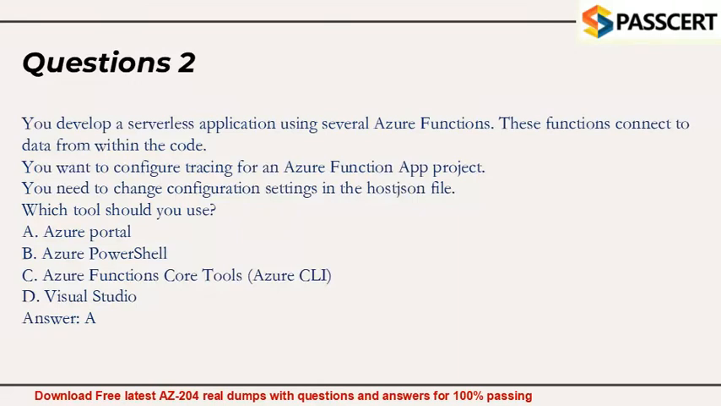Question 2. You develop a serverless application using several Azure functions. These functions connect to data from within the code. You want to configure tracing for an Azure Function app project. You need to change configuration settings in the host.json file. Which tool should you use? A. Azure Portal. B. Azure PowerShell. C. Azure Functions Core Tools, Azure CLI. D. Visual Studio. Answer: A.